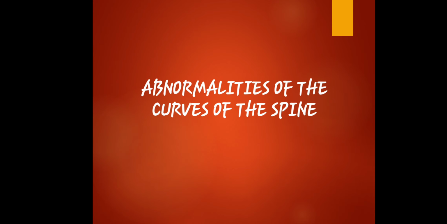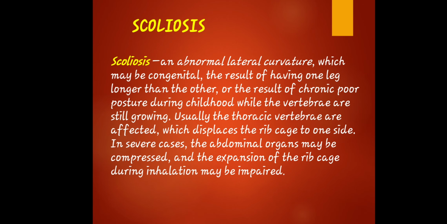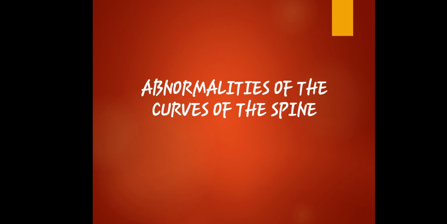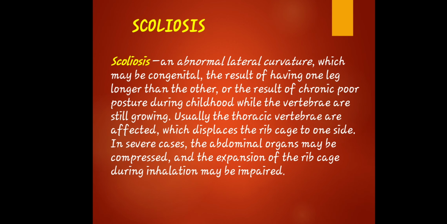Next. So since we've already done knowing that one, let's go now to the abnormalities of the curves of the spine. So scoliosis. One of the abnormal curves of a spine is scoliosis. Scoliosis is an abnormal lateral curvature which may be congenital, the result of having one leg longer than the other, or the result of chronic poor posture during childhood while the vertebrae are still growing.